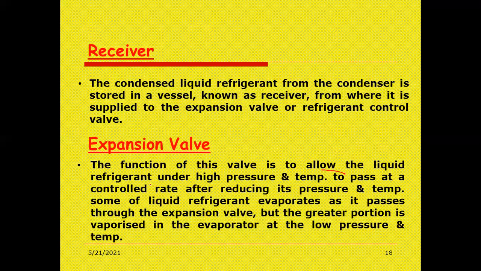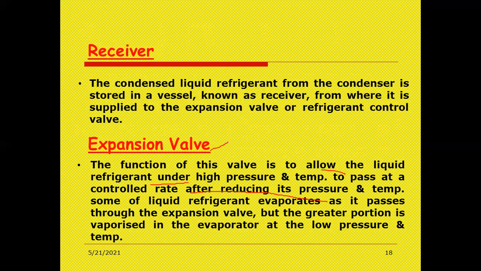What does it do? It allows the liquid refrigerant under high pressure and temperature to pass at a controlled rate after reducing its pressure and temperature. So what does this expansion valve do? Because it has relays and automation, the expansion valve takes the refrigerant at high pressure and temperature and passes it at a controlled rate after reducing its pressure and temperature. Some of the refrigerant evaporates as it passes through the expansion valve, but the greater portion is vaporized in the evaporator at low pressure and temperature.